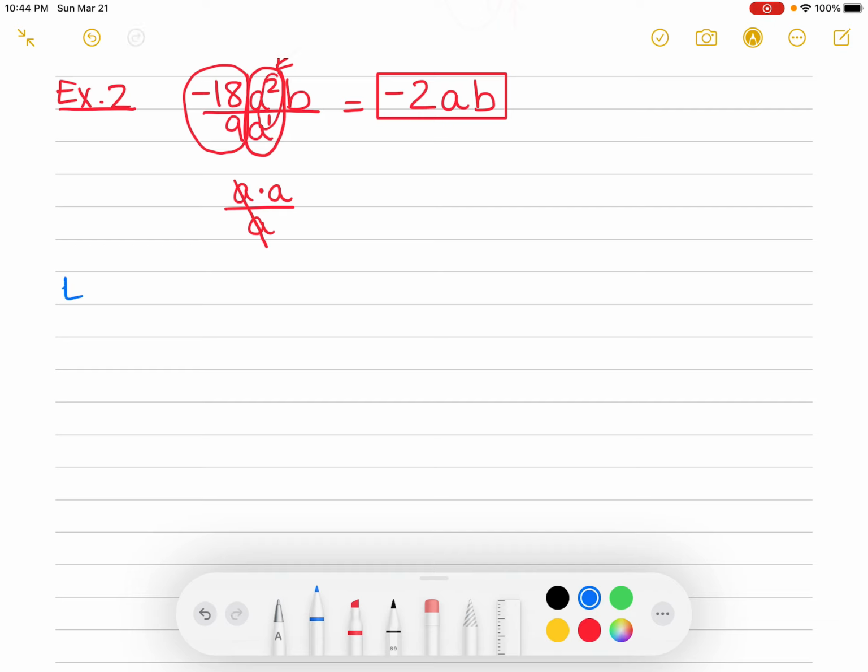Let's go on to example 3. Example 3 is very much like these same examples, so I'm going to have you do this one on your own again. We're going to have 54x squared y z cubed, and on the bottom, divide it by 3x y z squared. I want you to try that one on your own. Hit pause and go ahead and do it now.